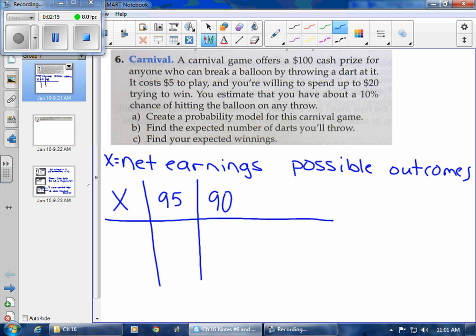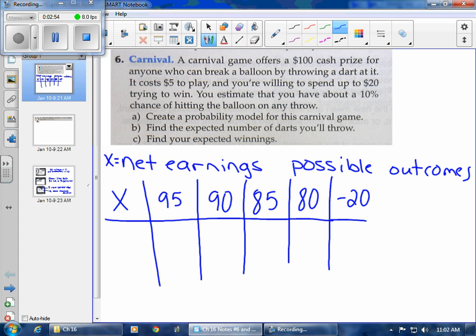If you play 3 times, and you win, then you've spent $15 and you win 100. So that gives you a net earnings of 85. If you play 4 times and then you win on the 4th time, then it costs you $20 to play. You win $100, so you get 80. And if you play 4 times and you don't win, then you've lost $20 and you don't have any more money to play. Your net earnings would be -20.